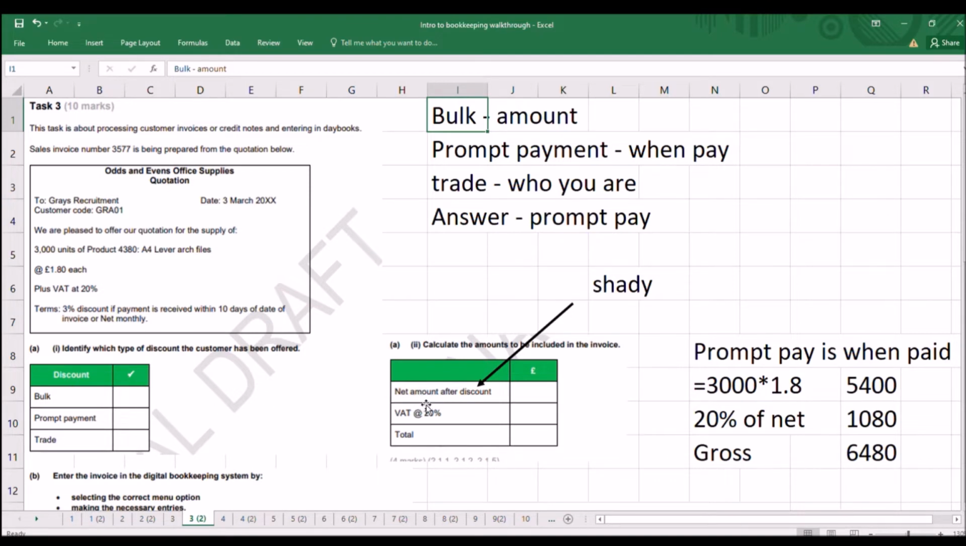So this net amount here is simply going to be the 3,000 times the £1.80, 5,400. The VAT is going to be 20% of the net amount, and the gross then is going to be 6,480. So that's the answer for that one. And just be aware that prompt payment discounts are not deducted from the net amount in the invoice.